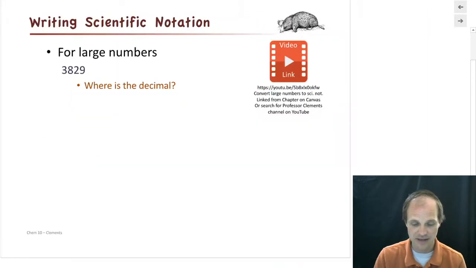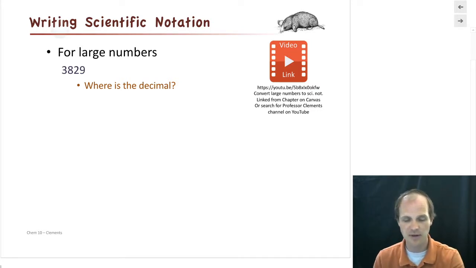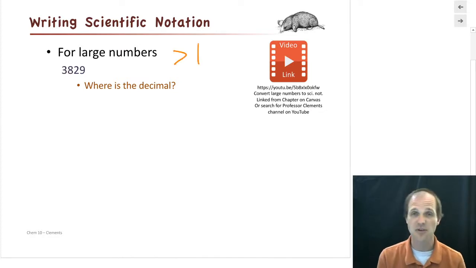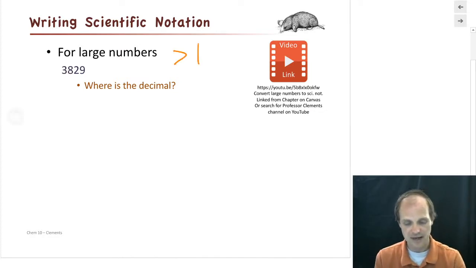So what we need to do next, we need to learn how we're going to write numbers in scientific notation. And there's two different kinds of things that we have to look at. One is for large numbers, one is for small numbers. And what I mean by large is something greater than one. So we're going to take, for large numbers, 3,829.